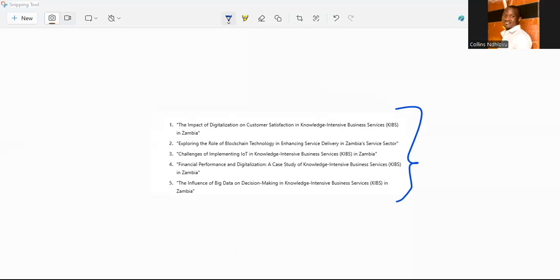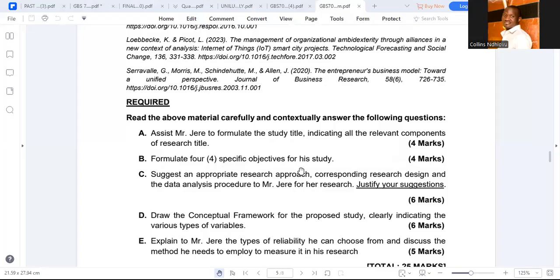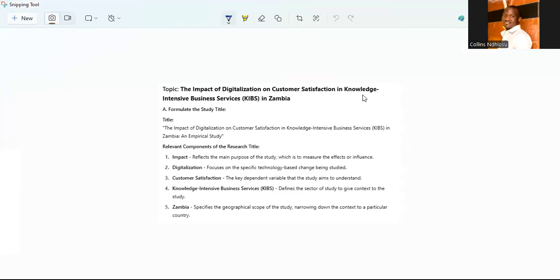So if that is our question, we'll go by what can be our specific objectives. To come up with specific objectives, you need to identify the components that are there in the topic. So objectives come about from the components that you are going to look at. Here, the impact of digitization on what? The impact of digitization on customer satisfaction in knowledge intensive services. So you formulated the topic.